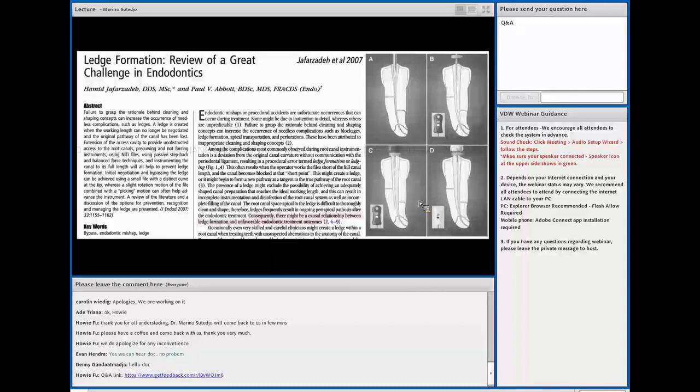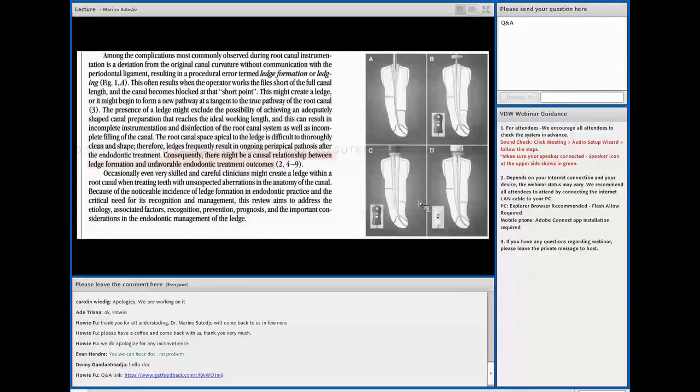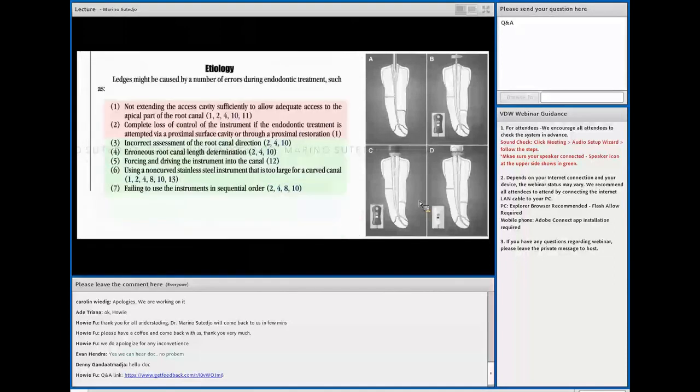And we know if there is a ledge, definitely there is a relationship between ledge formation and the failure of endodontic treatment outcomes. I want to show this perspective. We know that if we are talking about ledges, the problem of the ledge is always because of instrumentation. As you can see, the etiology of the ledge from number 3 to number 7 usually is because of the instrumentation. But let's not forget, the number 1 and number 2, which is the main problem, was not the instrumentation. The main problem was always the access cavity, how we cannot extend our access cavity. It means we don't have sufficient volume.